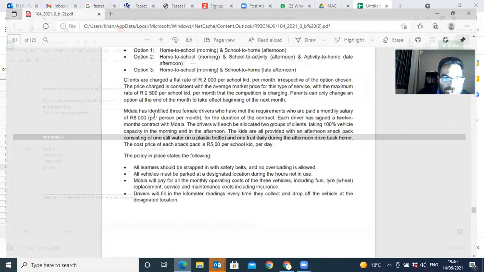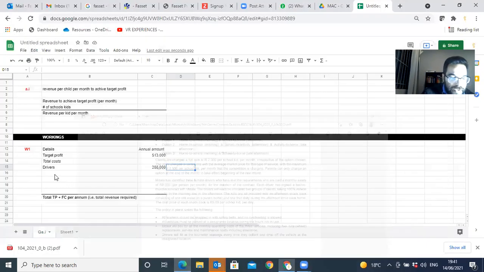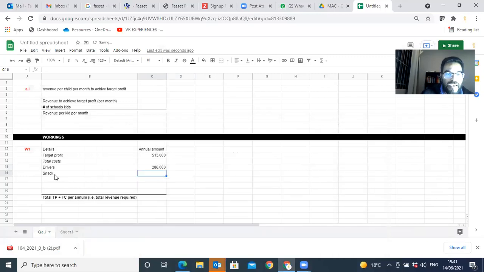So let's have a look. Madonna has identified 3 drivers. Each driver has been assigned a 12-month contract. The drivers will each be allocated 2 groups. The kids are all provided with an afternoon snack. So it's 5 Rand per snack per kid per day. So each snack is 5 Rand per day.